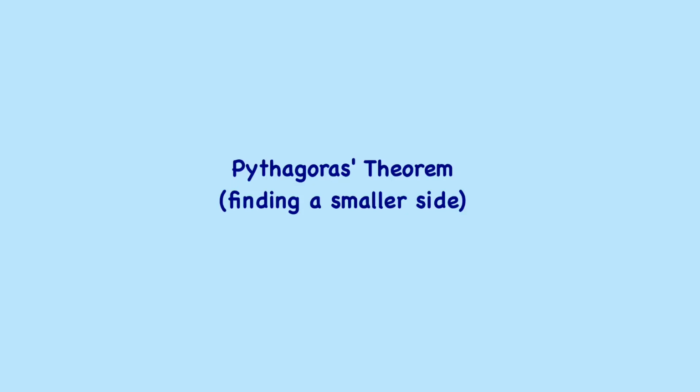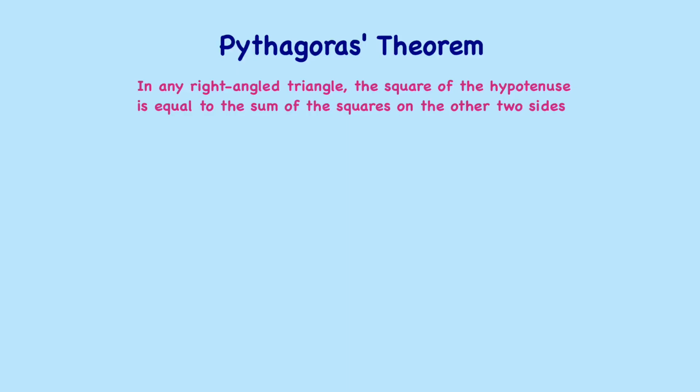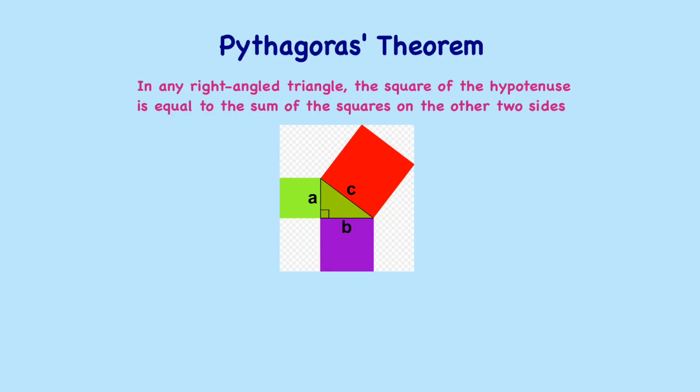Pythagoras' theorem, finding a smaller side. So let's recap. Pythagoras' theorem states that in any right angled triangle, the square of the hypotenuse is equal to the sum of the squares of the other two sides. You can see it diagrammatically. So we have this square is equal to this square plus this square, or in a formula, you can see c squared equals a squared plus b squared.